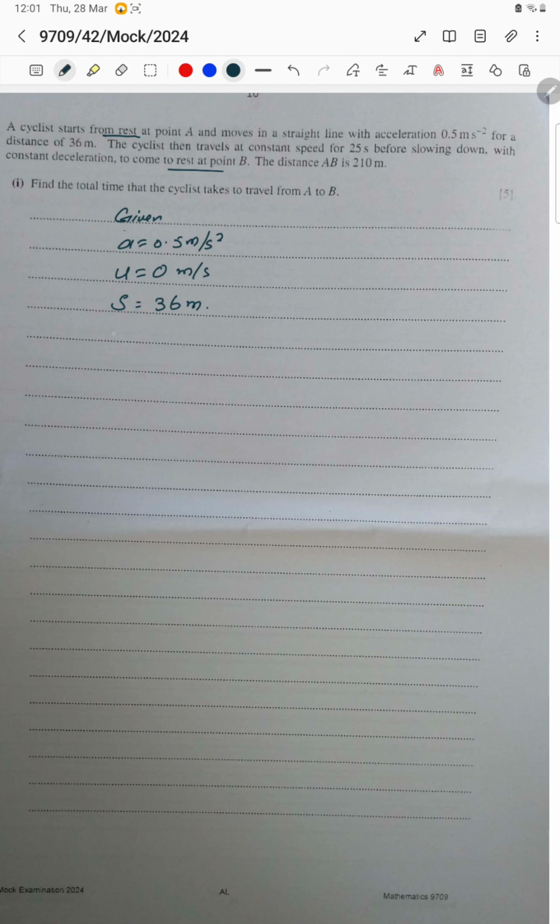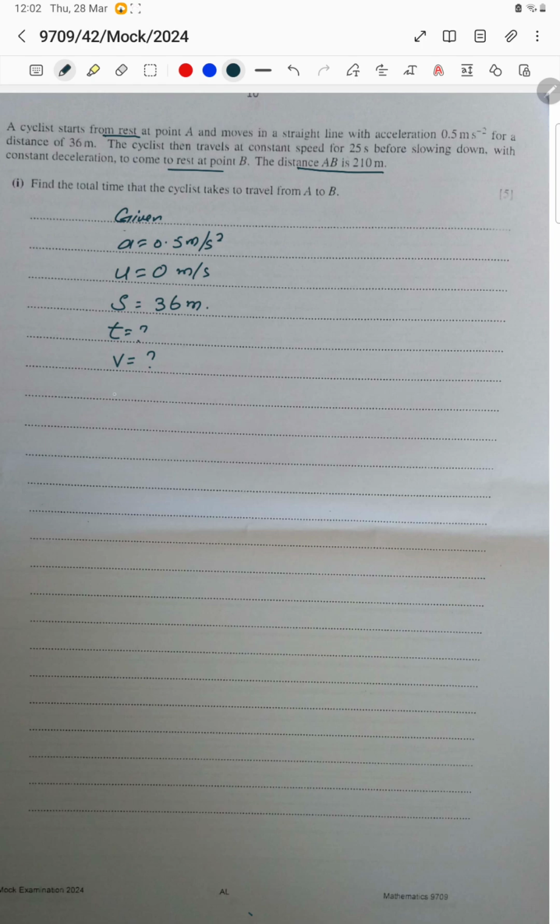For that I need time. So if we're using the first equation of motion, that is what time when we start with? Yes, the cyclist travels at constant speed for 25 seconds, right? And the distance AB, the total distance from the starting point to the end point, is 210, right? We have to find V as well, the final speed when reached at B after 25 seconds. What is the maximum speed?